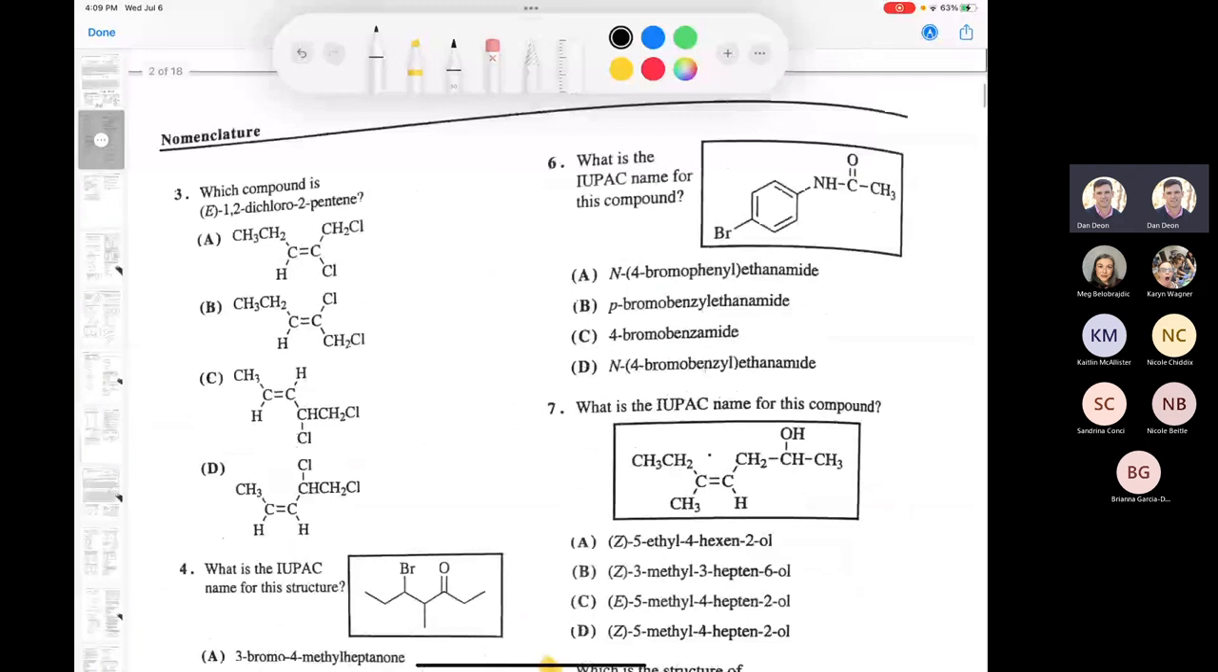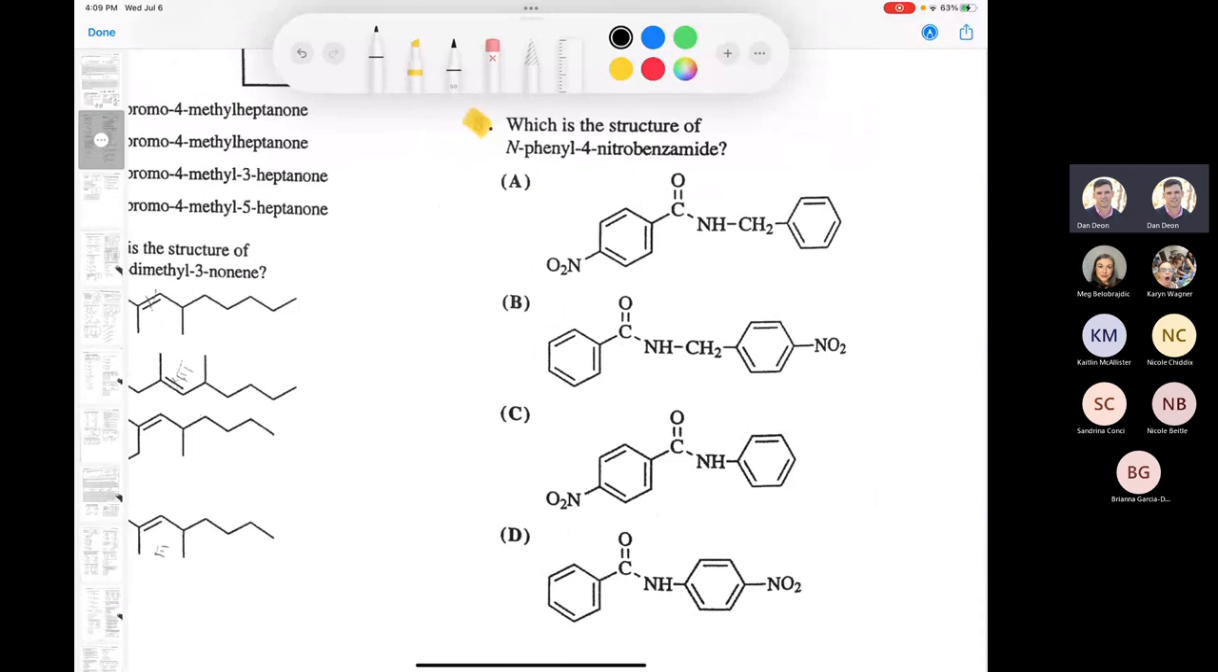The next one I wanted to look at was this one here. I thought it was a good one because we don't talk about a ton of amide nomenclature, but this question says, which is the structure of N-phenyl-4-nitrobenzamide? Now, you see that we have a benzamide.